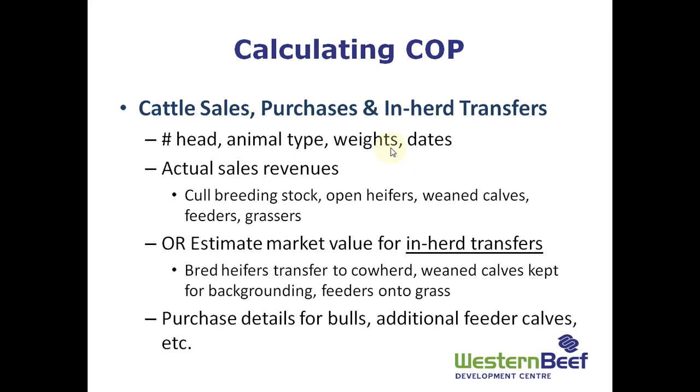Similarly, from the backgrounder enterprise, any that are kept to, say, go on to grass, the feeders will realize the revenue, and the grasser enterprise essentially realizes an expense for those animals as though it purchased them from the backgrounder enterprise. You also need to provide purchase details for any herd sires that were purchased for their operation, say additional feeder calves or bred heifers, bred cows, things like that.